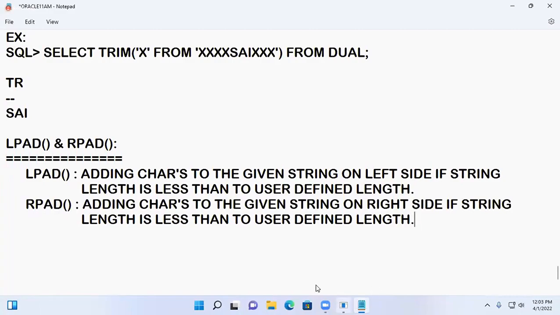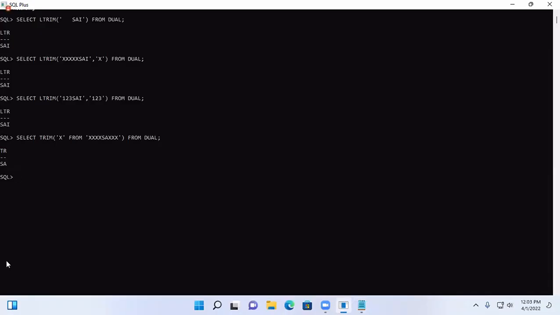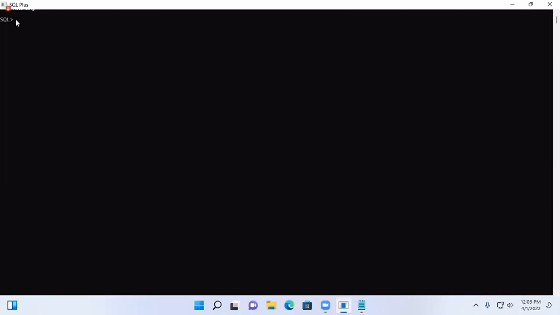So what it means here, observe. So for example, let you come back and say this. So we are passing L pad of, see, carefully observe, I'm giving some name Sai. Sai is a string. The string is having how many characters? 3. That means the length of string is 3. Now I'm giving user defined 10.